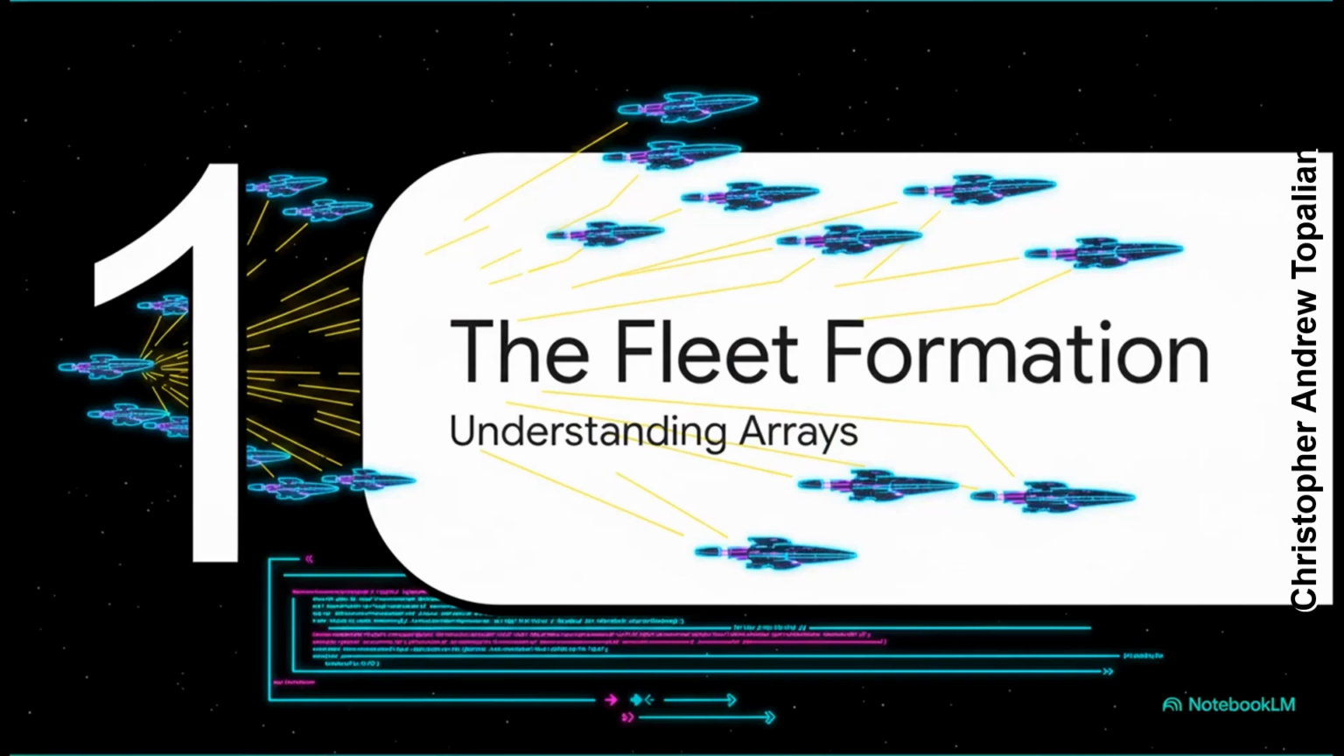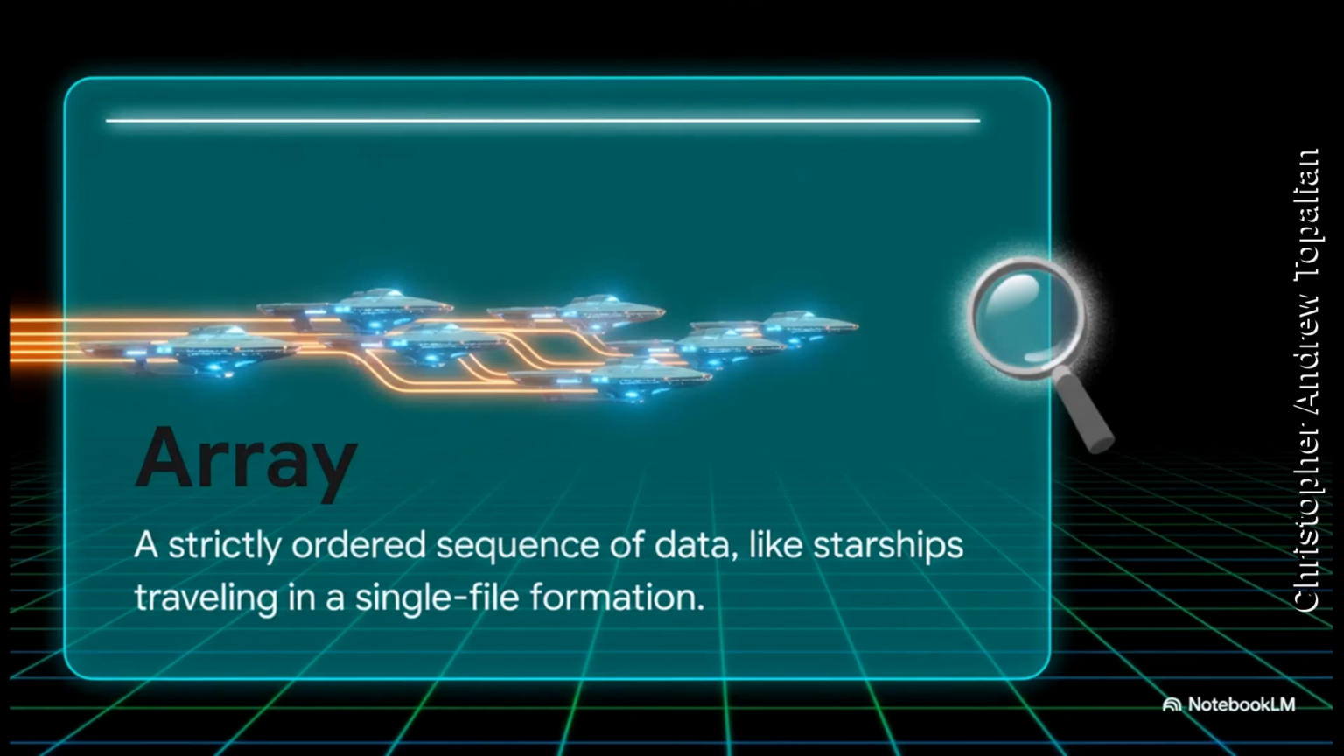First things first, we need to get our heads around our main analogy for today, the fleet formation. This is how we're going to visualize the structure we call an array. So what is an array, really? Well, in simple terms, it's just a strictly ordered sequence of data. And that word ordered is the key. I want you to picture starships traveling in a perfect single-file formation. Every piece of data in an array has a very specific place in that line.